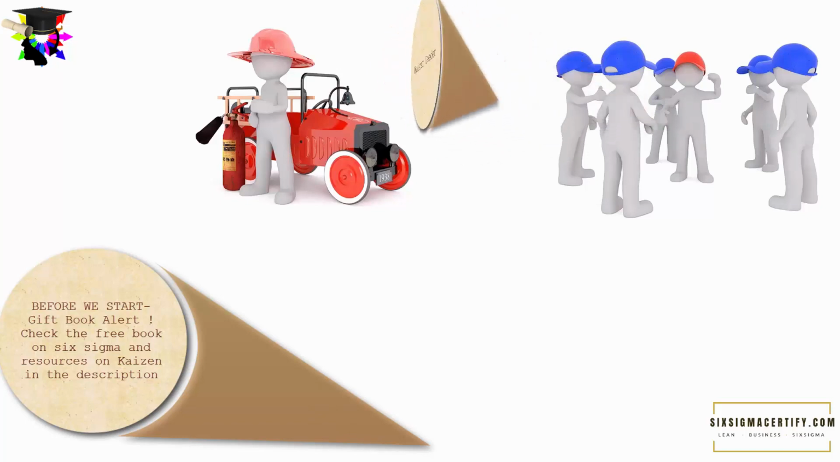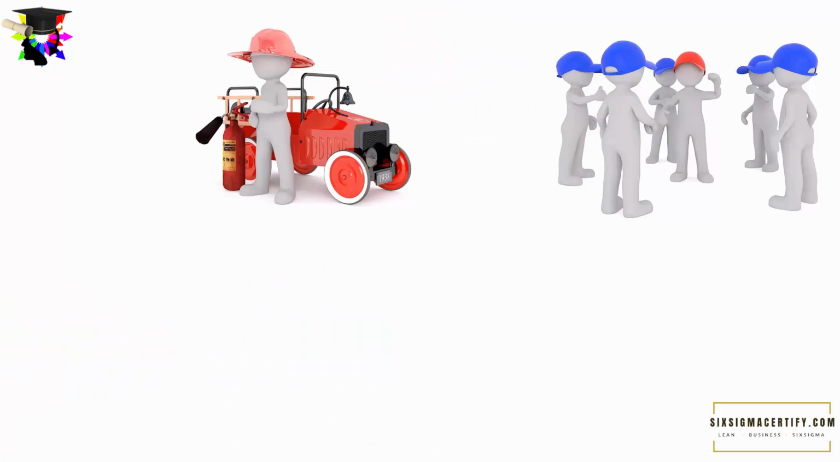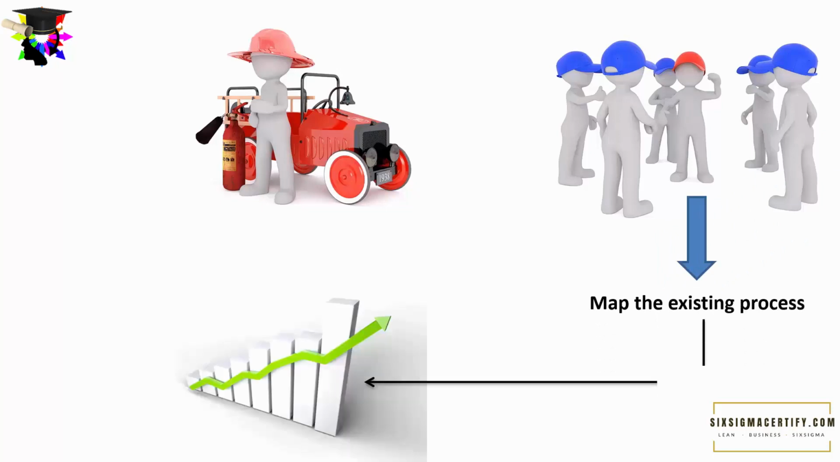The Kaizen event leader integrates and gathers the operators and other employees attached to the particular process at one place. Then they map the existing process and then suggest and implement the improvement process. The final result is the improved process.